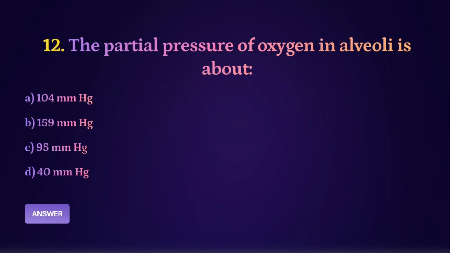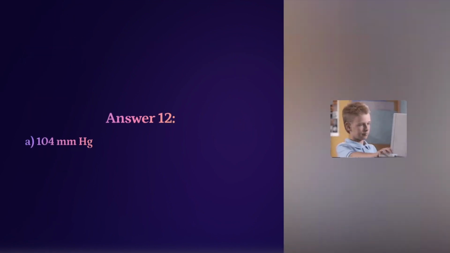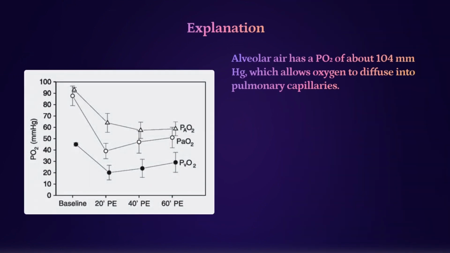pH. Question number 12. The partial pressure of oxygen in alveoli is about. Options A. 104 millimeters of mercury, option B. 159 millimeters of mercury, option C. 95 millimeters of mercury, or option D. 40 millimeters of mercury. Correct answer is option A. 104 millimeters of mercury. Alveolar air has partial pressure of oxygen of about 104 millimeters of mercury, which allows oxygen to diffuse into pulmonary capillaries.